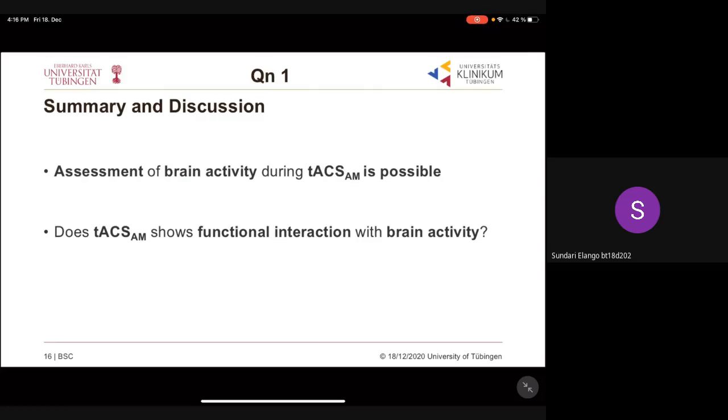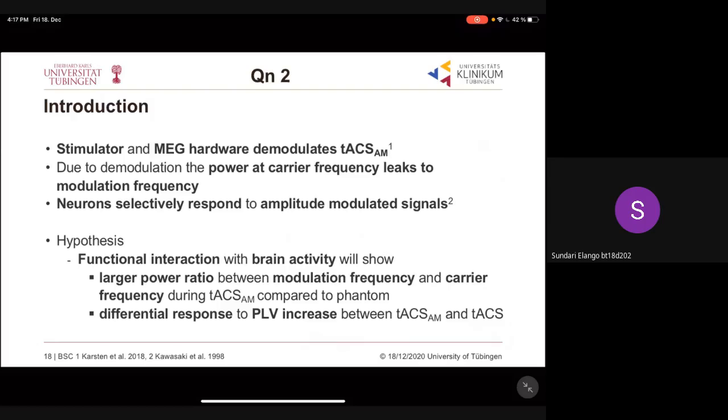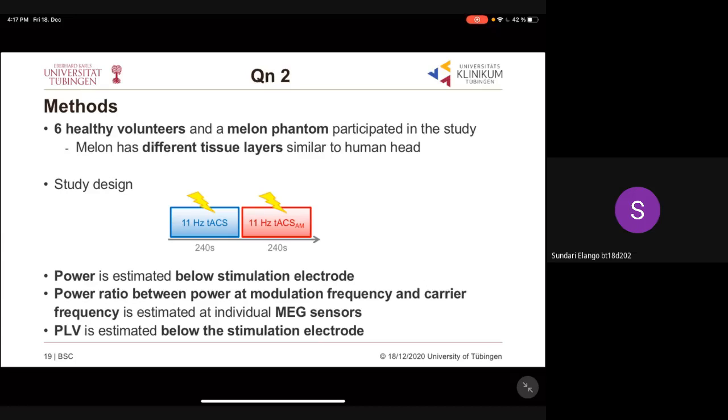Okay, so now the second question: is there a functional interaction with the brain activity? To address this, maybe let me just go to the next slide, and then it would be easier for me to explain. We had a phantom melon, and we had 6 healthy volunteers, and we were comparing the activity in response to the stimulation of TACS, which is the conventional one, and the new waveform, which is the amplitude modulated TACS.